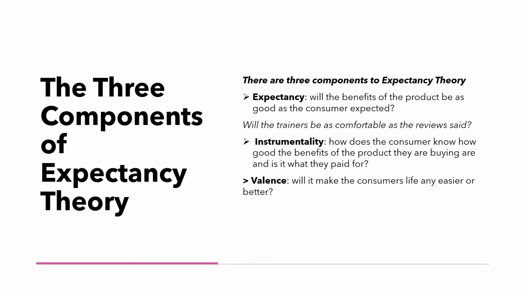Now moving on to the three components of expectancy theory. The three components are expectancy: will the benefits of the product be as good as the consumer expected? Instrumentality: does the consumer know how good the benefits of the product are, and is this what they paid for?